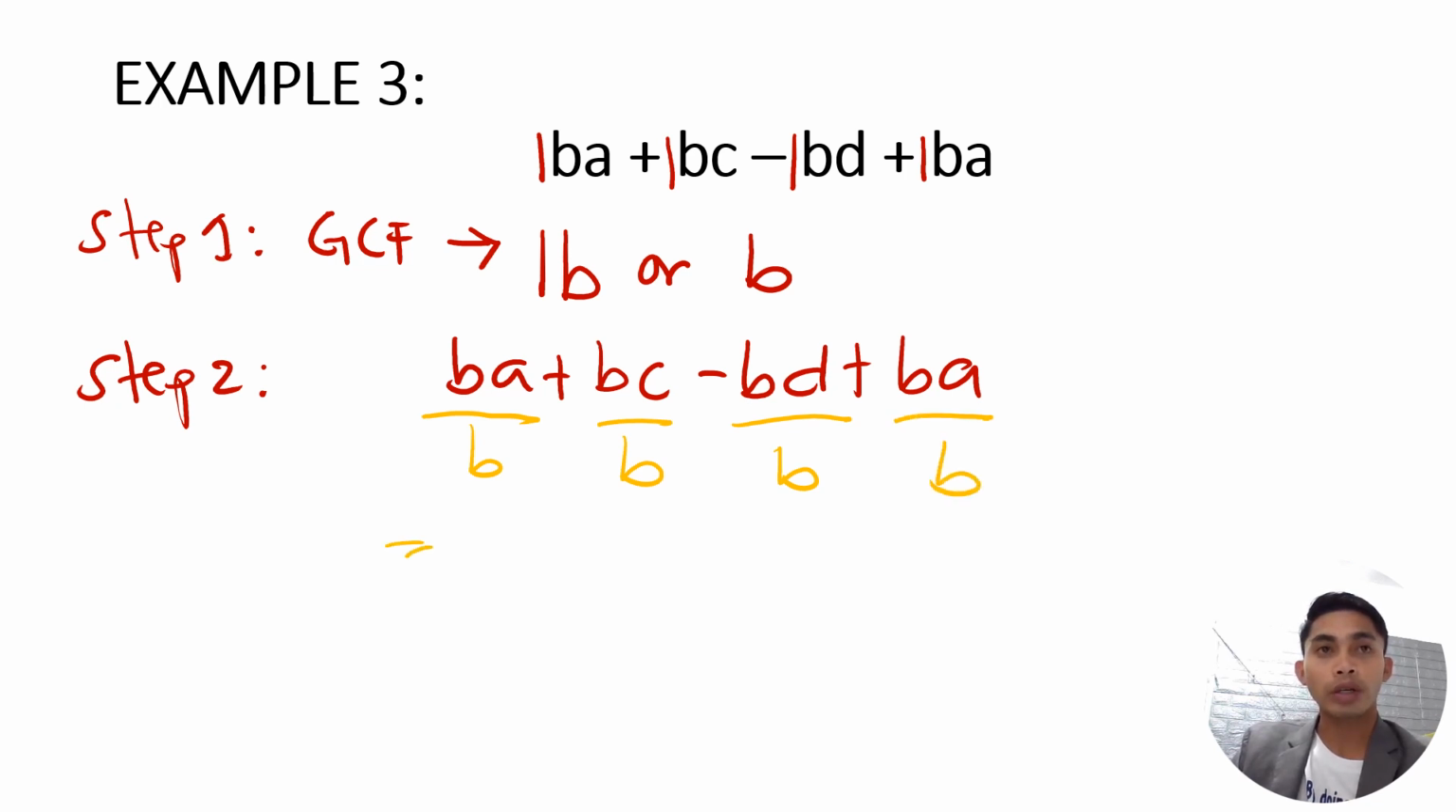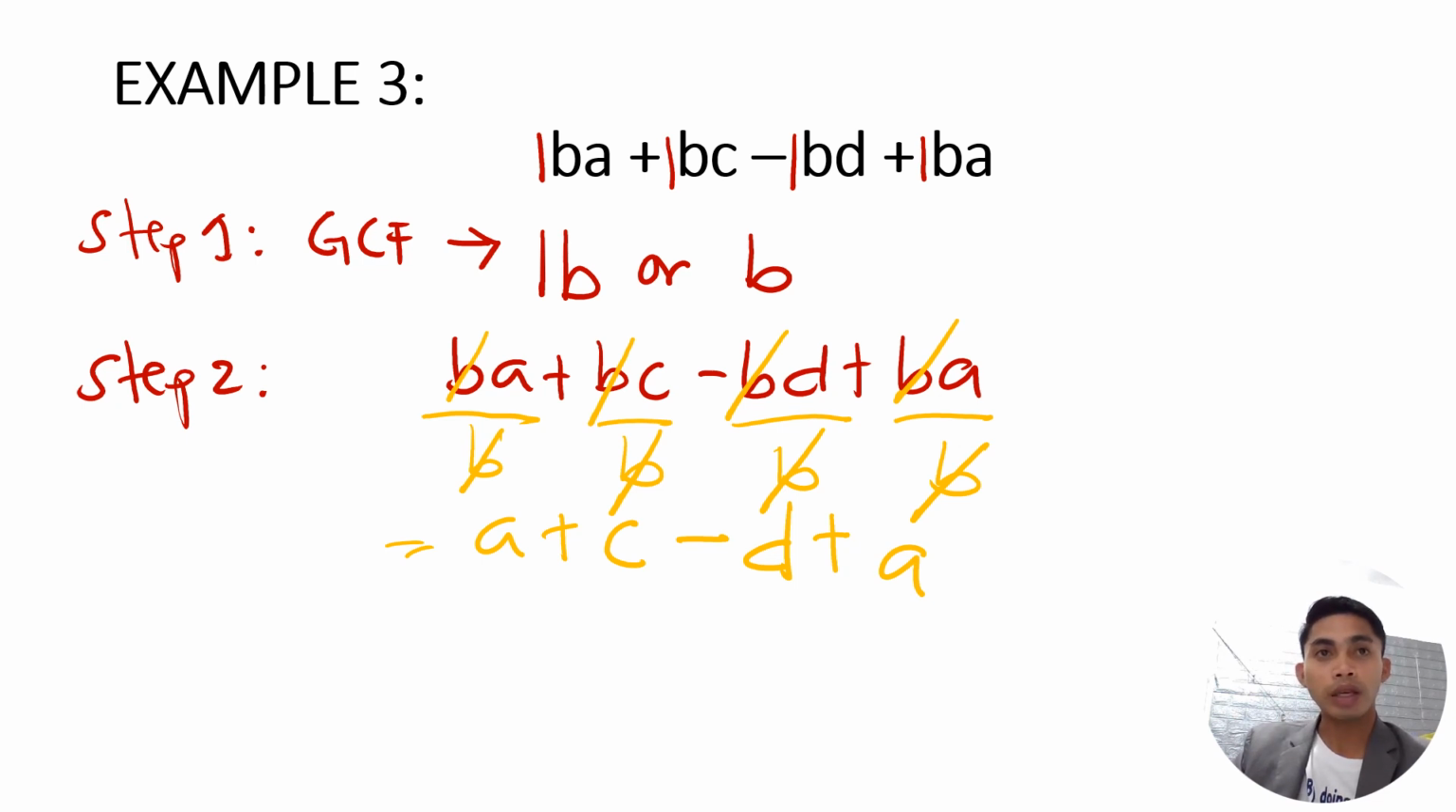So therefore, since B over B is cancelled out, the remaining term for the first term is letter A. Plus BC over B. So directly we need to cancel out the letter B. So therefore, the remaining term is letter C. Minus BD over B. So therefore, cancel out B over B. Then the remaining term is D. Then the last term is BE over B. So therefore, cancel out the letter B. So the remaining term is letter E.